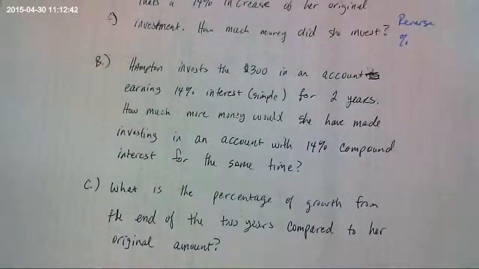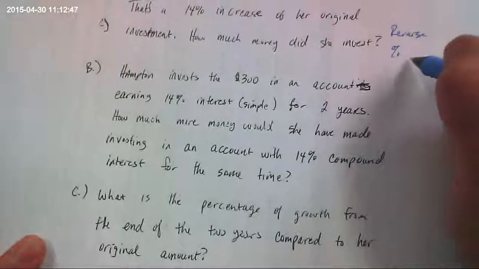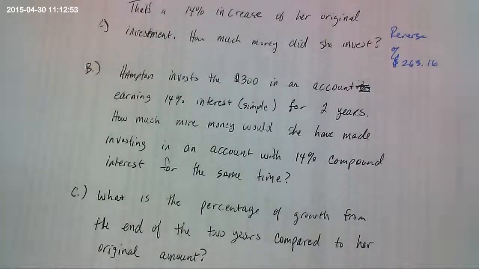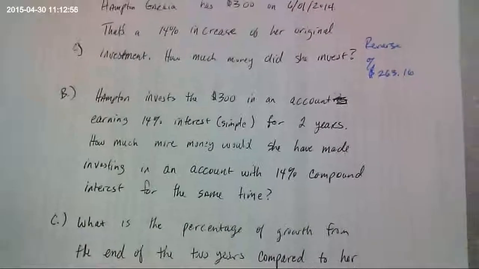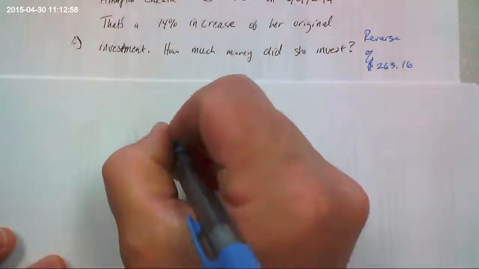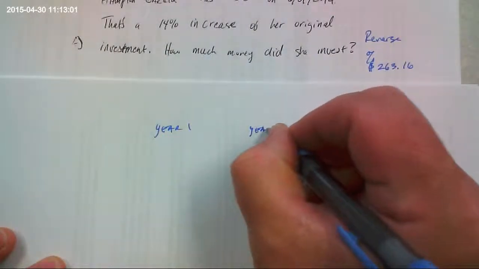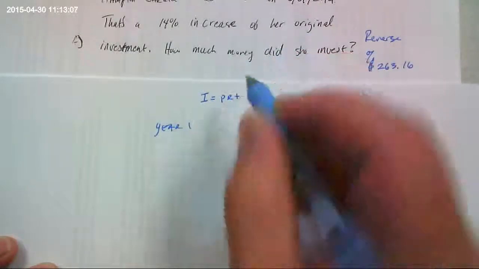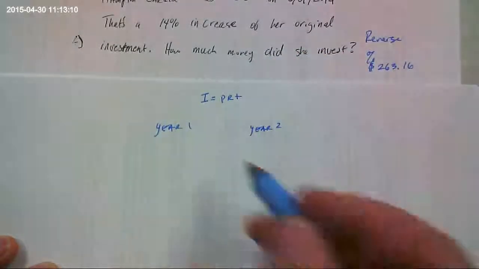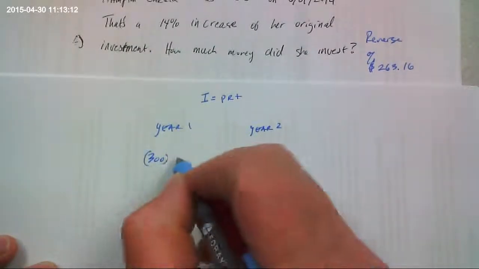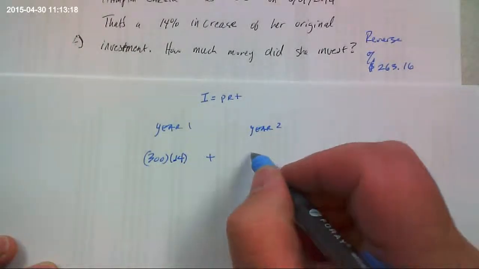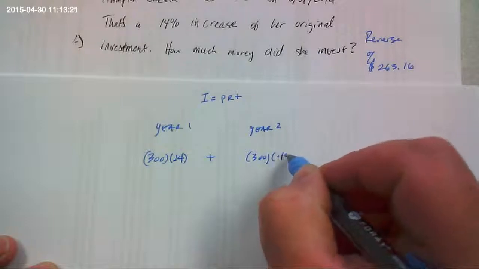$263.16. Now, she invests the $300 in an account for 2 years at 14% simple interest. So now we have to figure out how much she would have after the 2 years. So year 1, year 2. The thing about simple interest is the principal never changes. So year 1, she's got $300 times 14%, and the second year she makes another 14% of the $300.